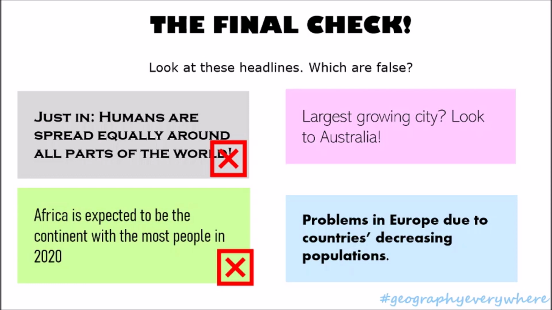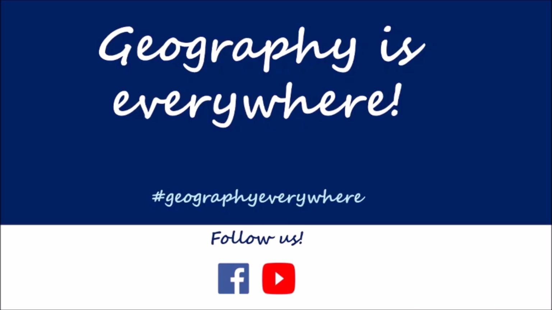Largest growing city? Look to Australia. This is also incorrect. At the moment, the largest growing cities are found in Africa and in Asia. Problems in Europe due to countries' decreasing populations. That's true. There are many problems that are caused due to decreasing populations. Okay, remember, geography is everywhere.